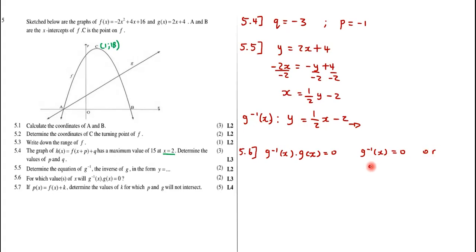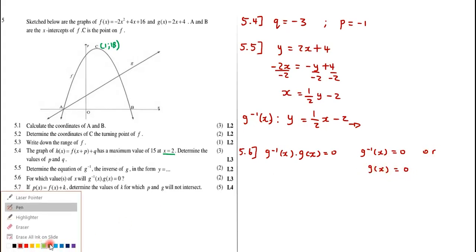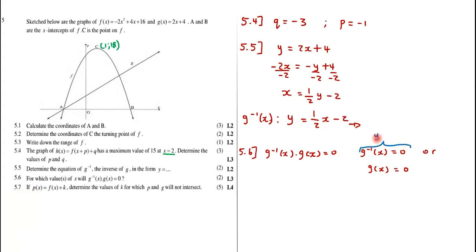Or the second part is 0. Now this inverse, remember, don't forget about it, these are the y values of the inverse. Now if the y values of the inverse are equal to 0, then this is actually an x-intercept, because that's the only time we get a y value equal to 0, only at the x-intercept.